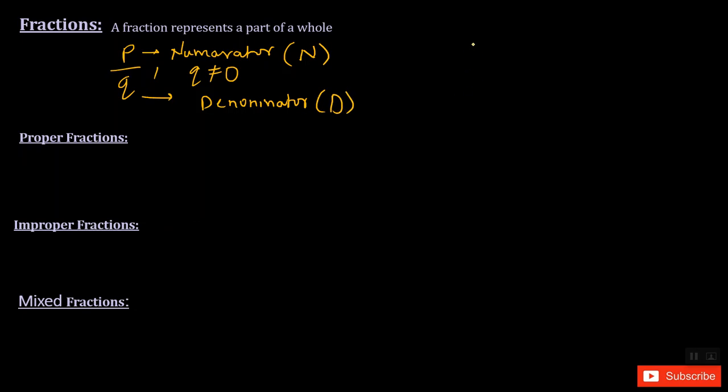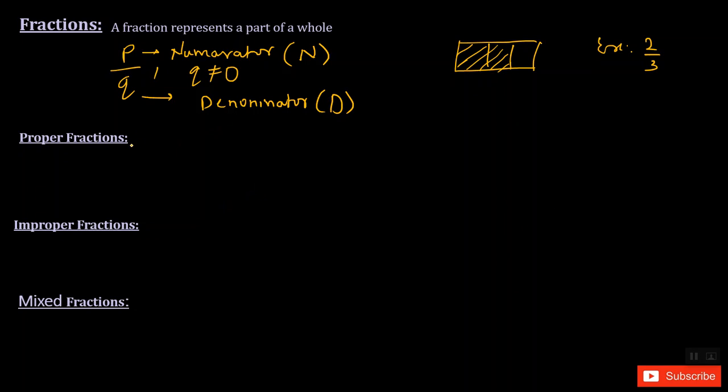So if I'm representing something that has 3 parts, for example if I'm saying 2/3, it means I'm talking about 2 parts out of a total of 3. So this is the way of expressing fractions. Based on whether the numerator is smaller or greater, or the denominator is smaller or greater, fractions have been divided into 3 different categories.